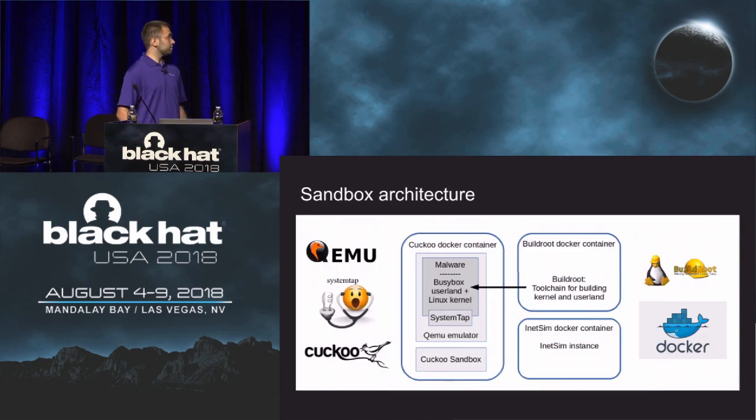So our architecture is based on Cuckoo mainly. It is wrapped in Docker for ease of deployment. And the huge contribution that we bring is the Buildroot environment, where Buildroot is a package-less Linux distribution. So this container will build the system image that is afterwards used inside the QEMU emulator. The QEMU emulator can emulate all the different CPU architectures on x86. And we instrument the image that has been built with SystemTap, so that we know what's going on inside when we execute.